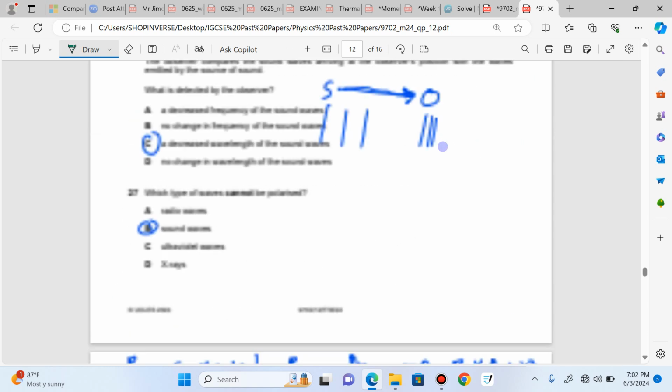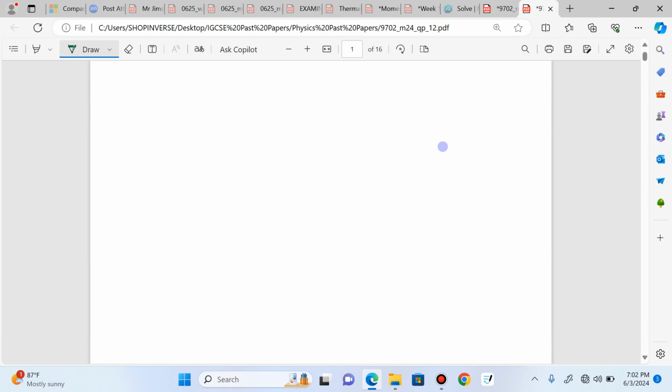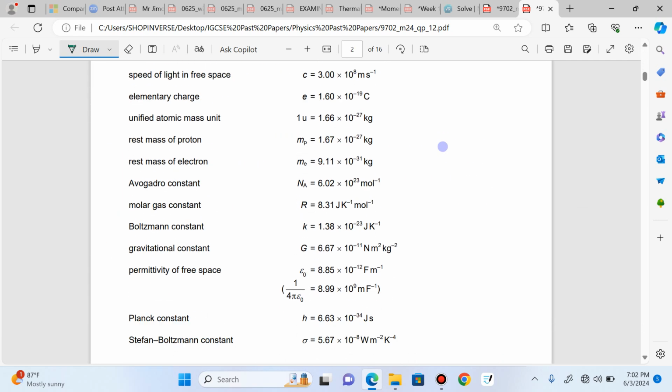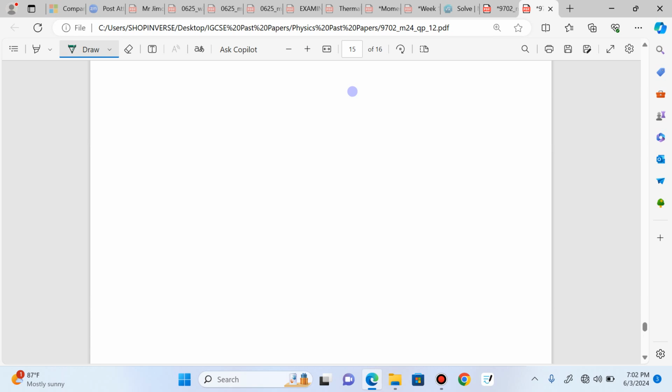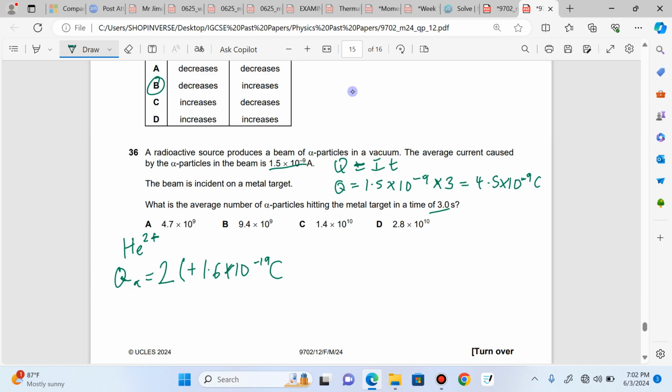Let me just confirm that here. The charge of an electron is, let me see what we have here. Yes, 1.6 times 10 to the power minus 19 coulomb. So that's what I'm using here. So the charge of an alpha particle will be twice the charge of an electron. 1.6 times 2 will be 3.2 times 10 to the power minus 19 coulomb.